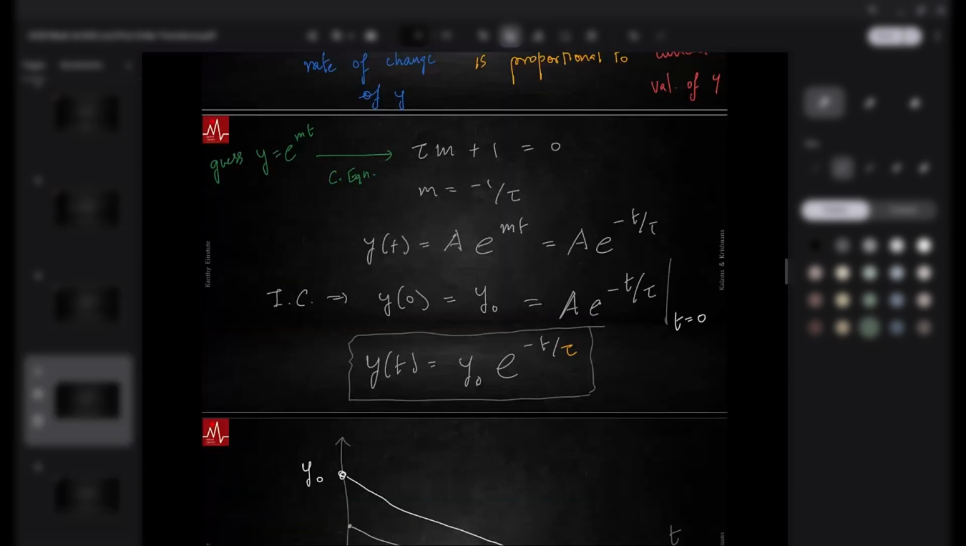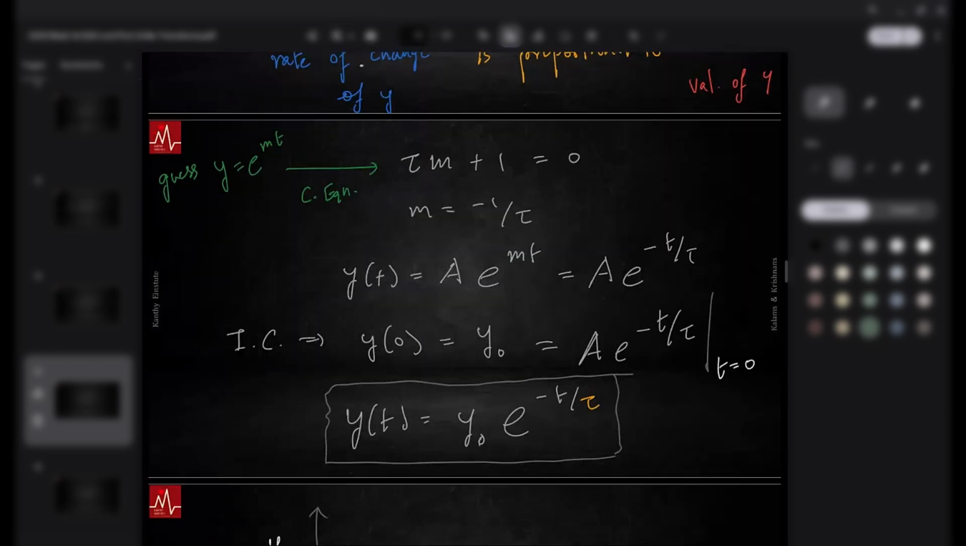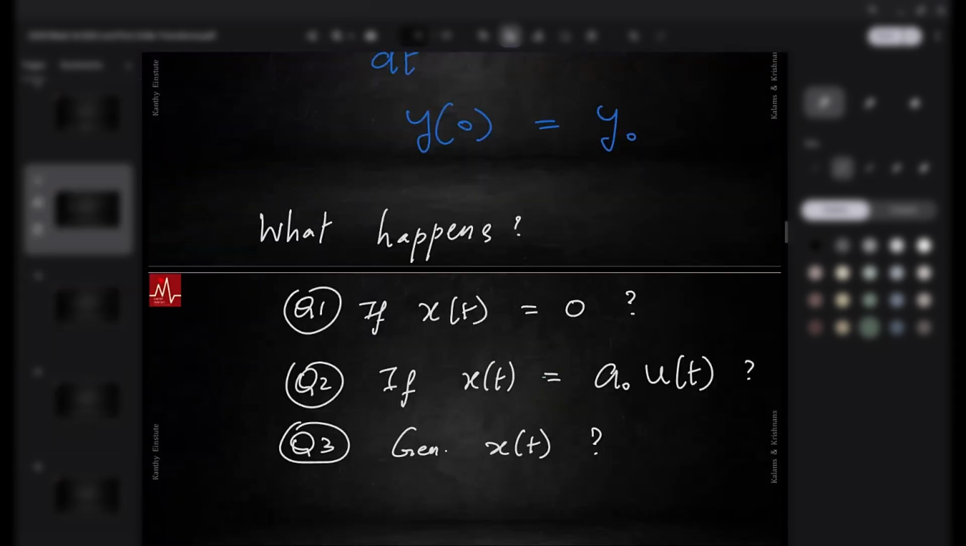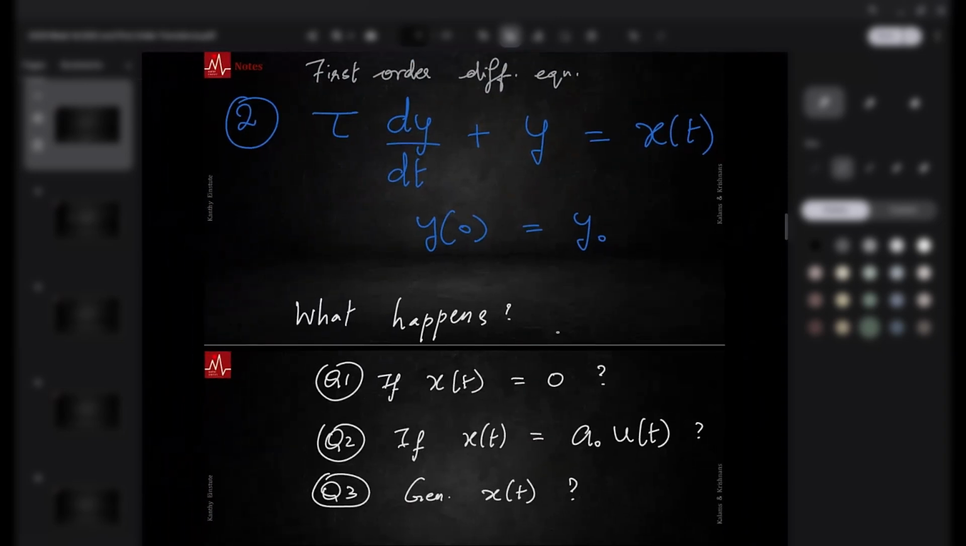This is also what I call the most important problem in non-core subjects, right? The first order transients. Okay, now, so that was our differential equation. What happens?